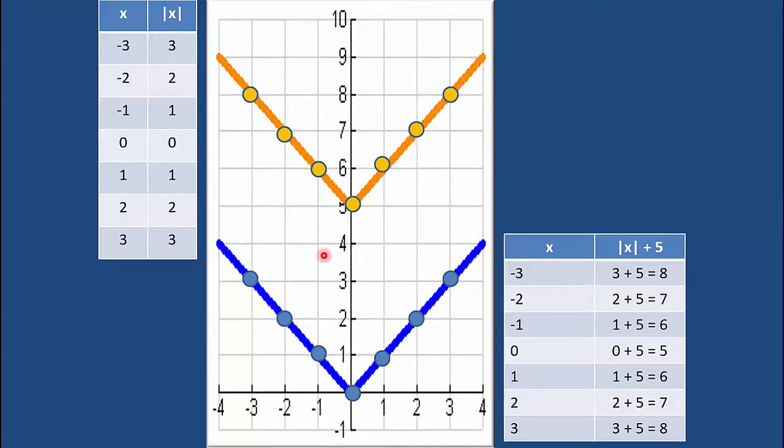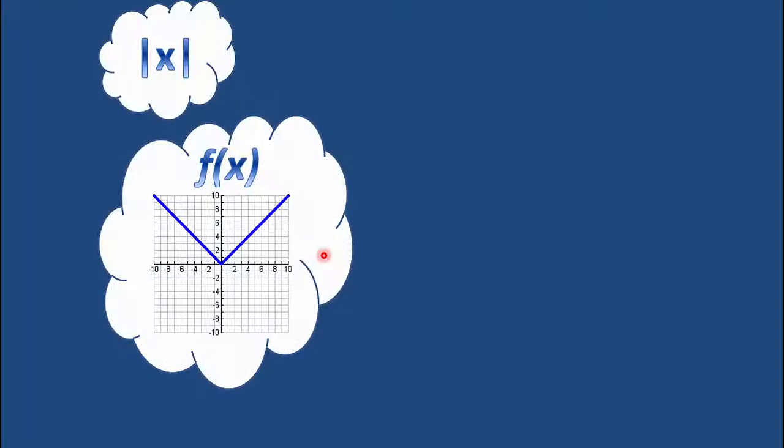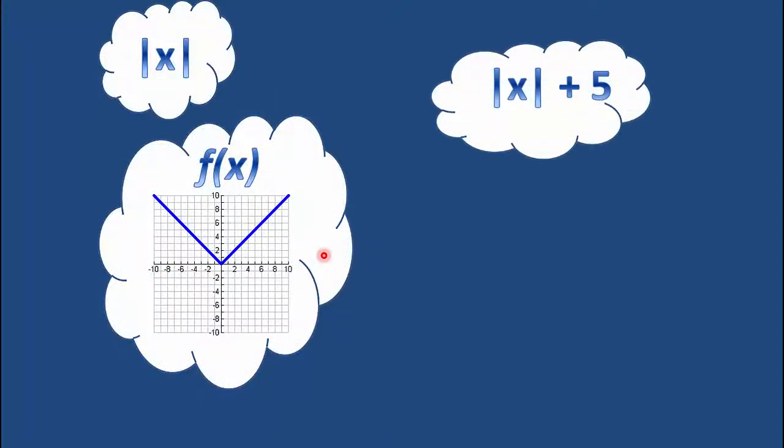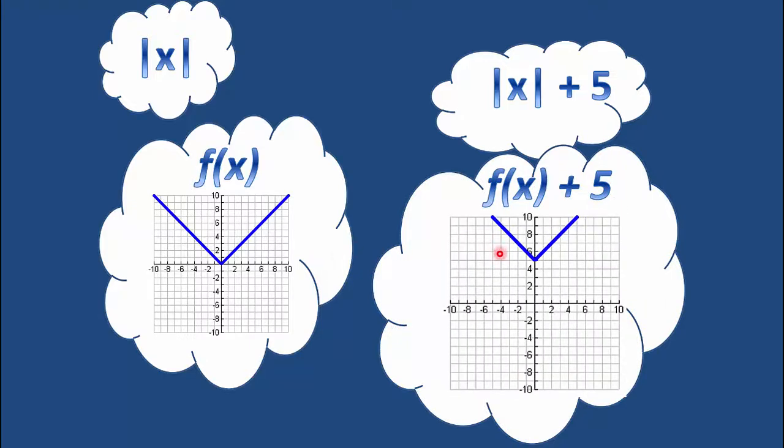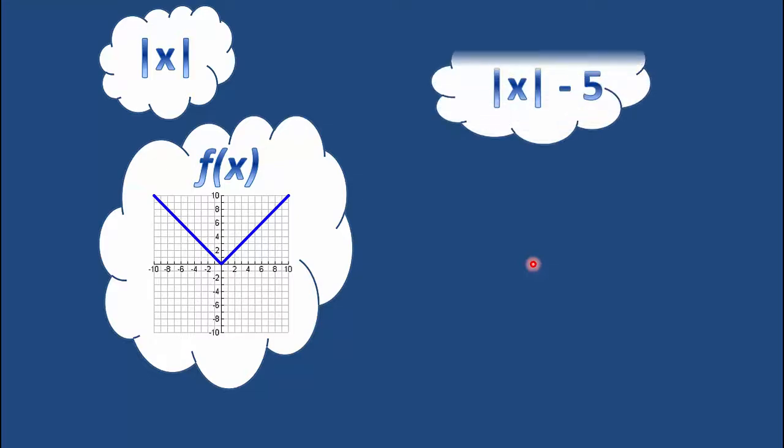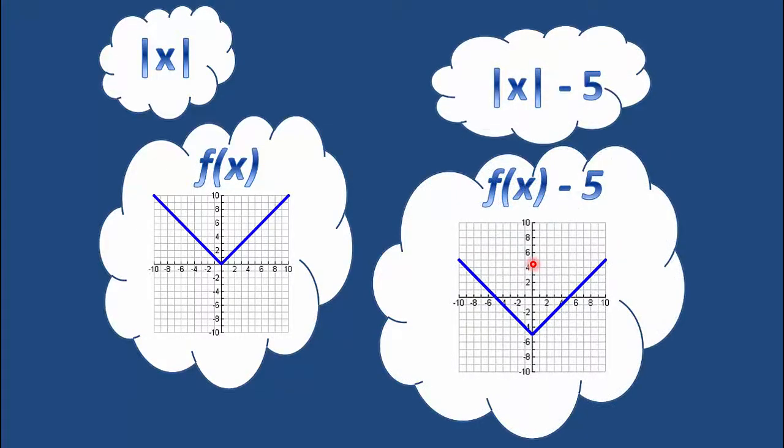So if we want to raise a function up, what we need to do is add to it. So, for example, this absolute value of x plus 5 is going to raise the graph up 5 units. So here's the graph. The graph is normally down here with the vertex at the origin. Now it's raised up 5 units. This is a rigid vertical shift. So if we subtract 5, we get this. Okay, it lowers it 5 units.